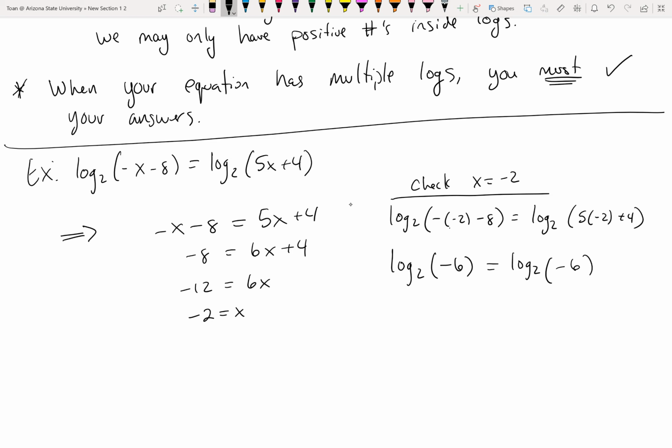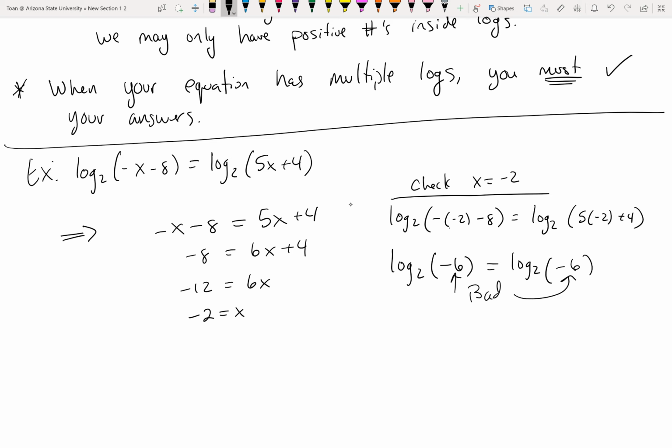Now you're probably going, well, this is a good answer because they match. However, notice there's a negative inside of a log. So technically this is not a good answer. This guy here doesn't exist. It's not defined. So although visually they do seem to match up, technically speaking, they don't even exist in the first place. So this is actually bad.